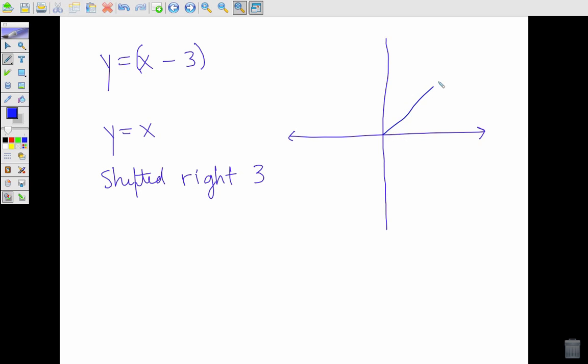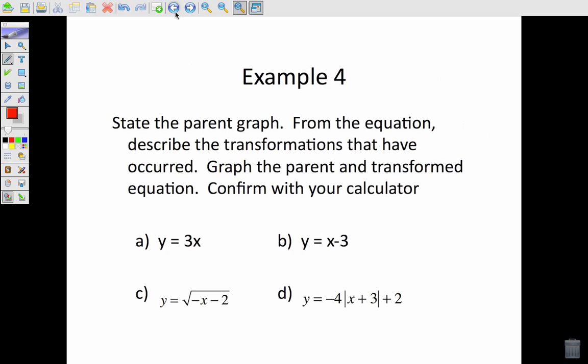So let's graph the original. Here's my original parent function. Got an ordered pair here, 1, 1, and 0, 0, and -1, -1. Now if I shift it 3 units to the right, that would be located here: 1, 2, 3. Same line, same slope, just shifted to the right. Okay? All right, let's look at the next one.